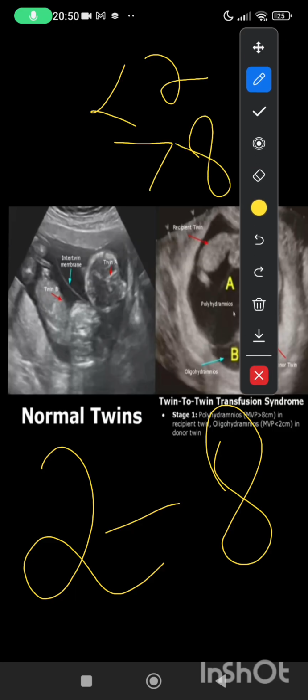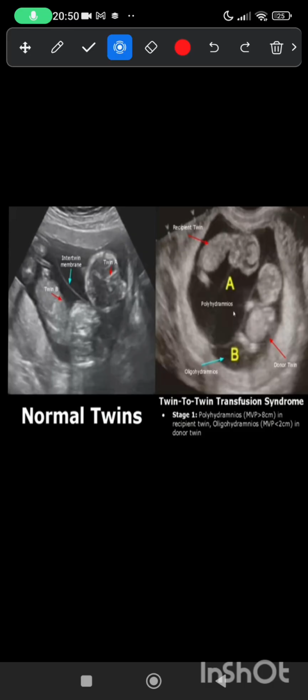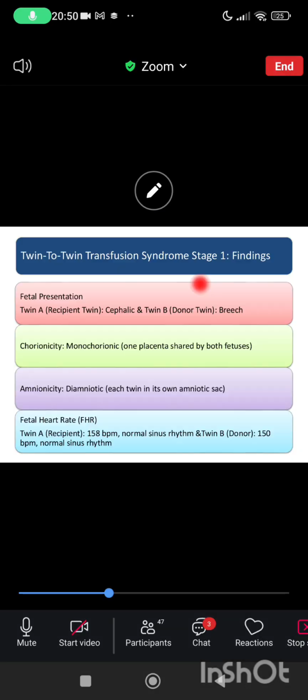So in stage 1, there will be oligohydramnios in the donor twin, as we can see here, and polyhydramnios in the recipient twin. Then we say there is stage 1.